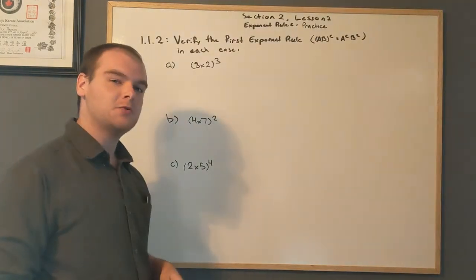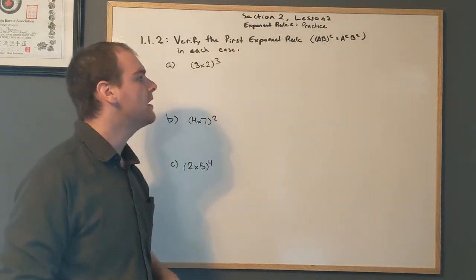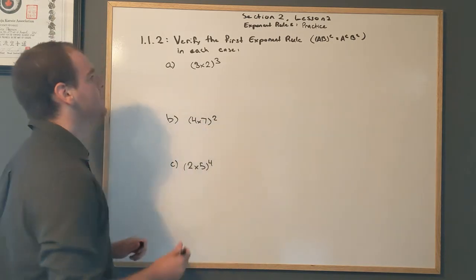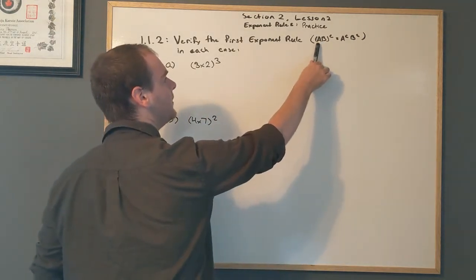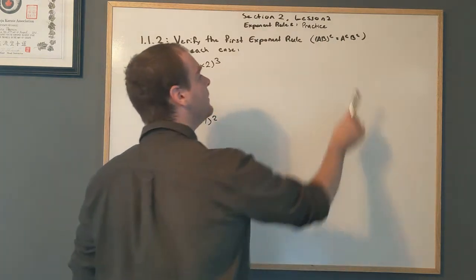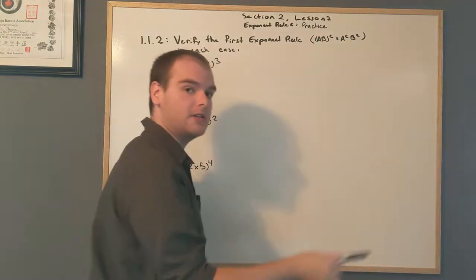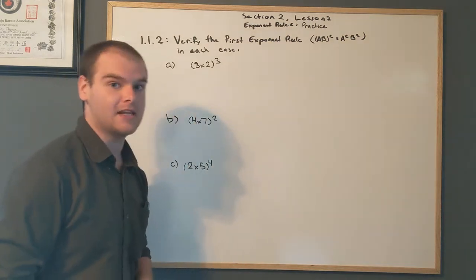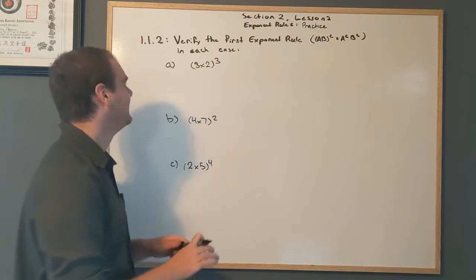Our first set of questions will be verifying the first exponent rule. If you remember, that is a times b to the power c is equal to a to the c times b to the c. So for each of these questions, we're going to look at this side. We're going to evaluate the base first and then apply the exponent. Then we're going to try the other side. We're going to evaluate each exponent separately and then multiply the result. And if this rule holds true, we would get the same answer, which we will, assuming we did it right.